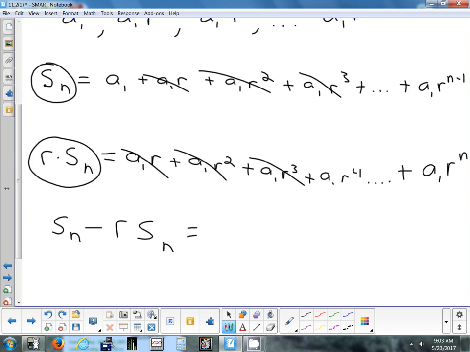That would cancel out. In fact, everything would cancel out except the first term from the first sequence, because there's no a sub 1 in the bottom, and the last term in that sequence, because this is the last term here. There's nothing after it to cancel out with. So what you'd be left with is this. If you subtract those two sequences, you'd be left with the first term in the top minus the last term in the bottom.